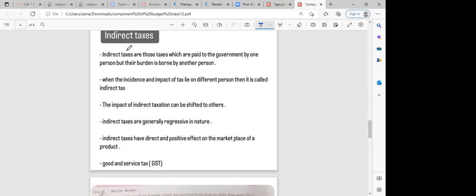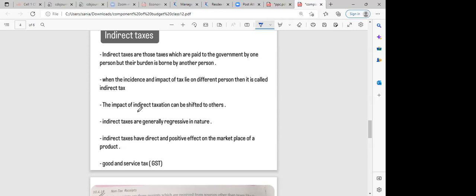Now coming to indirect taxes. Indirect taxes are those taxes which are paid to the government by one person, but their burden is borne by another person. For example, if you are doing shopping, but who is paying your tax? Your father or mother will be paying your tax because you are not earning right now. You are purchasing, but the burden always falls on another person. The incidence and the impact fall on different persons. The incidence is on you, since you are doing the shopping, but the impact is on your parents.